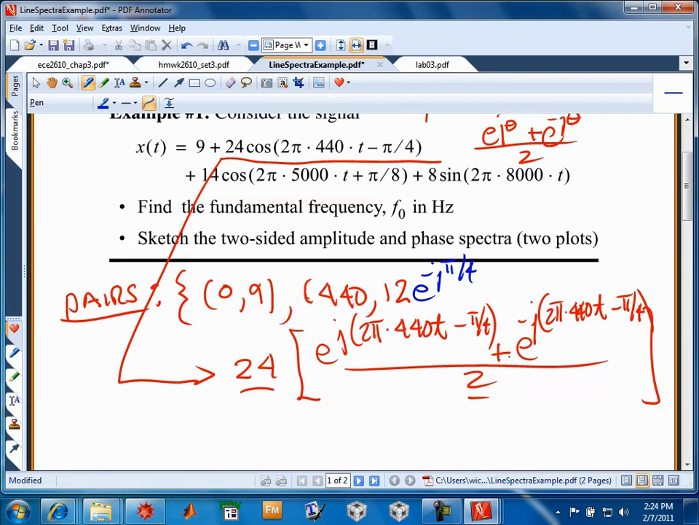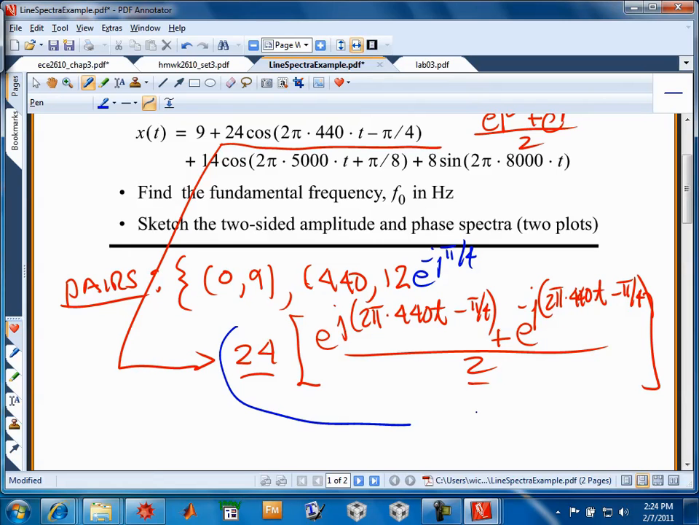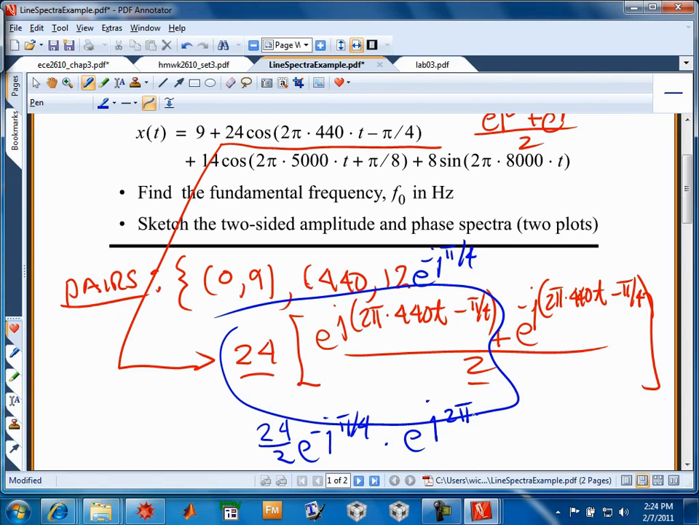Because actually that coefficient x1 comes about by saying, okay, I've got 24 over 2 times e to the minus j pi over 4, and then I have the rotating phasor part, e to the j 2 pi times 440t. So that's the x1 right there. I haven't done anything funky with the math, like all of a sudden put in a sign change. Everything is totally reproducible. The e to the minus j comes from factoring out, so it has to be part of the x1.